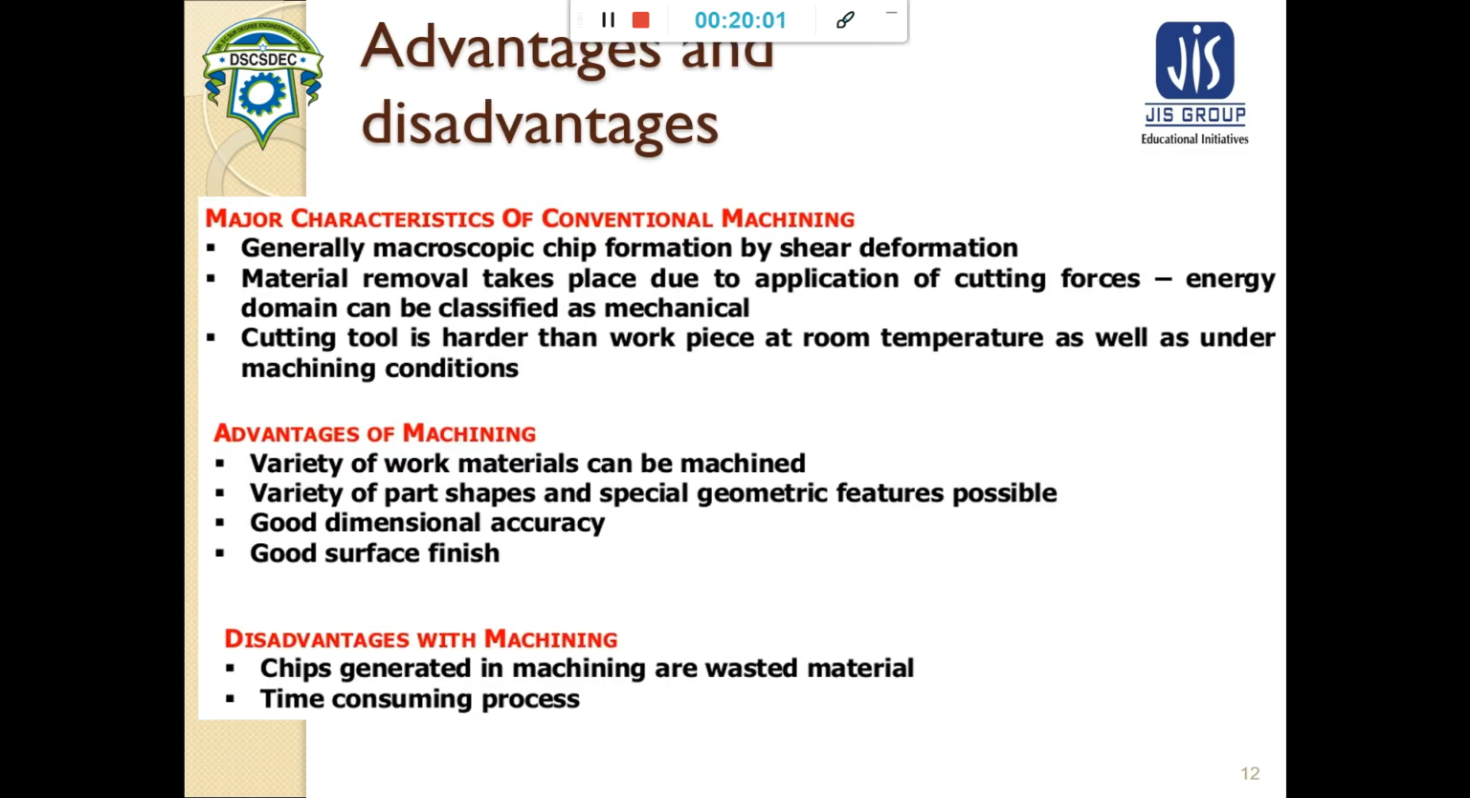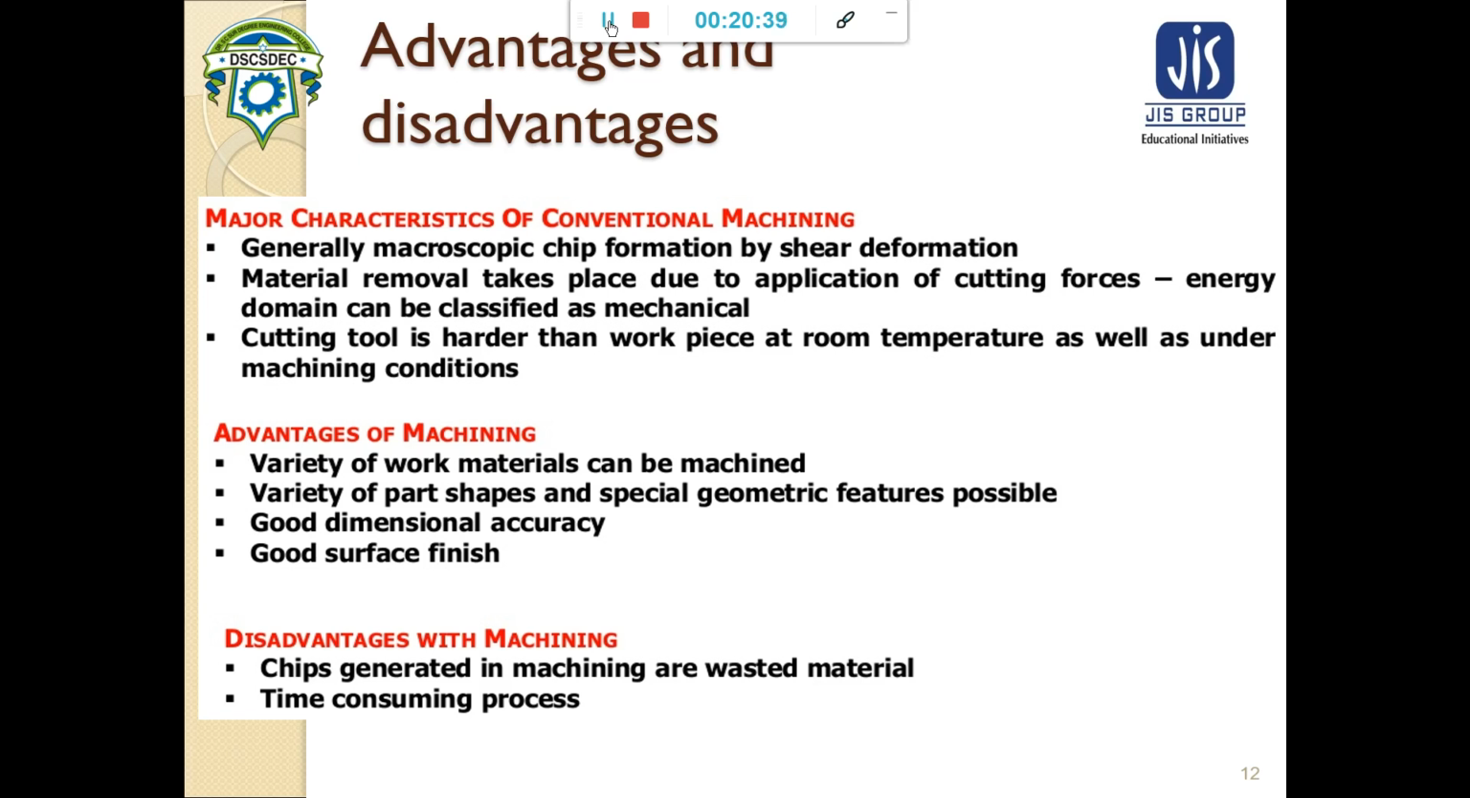Now, what are the major characteristics and advantages of conventional machining? The major characteristics are: macroscopic chip formation by shear deformation can be seen. Material removal takes place due to application of cutting force, that is energy. The energy domain can be classified as mechanical, and the cutting tool is harder than the workpiece at room temperature as well as under machining condition.